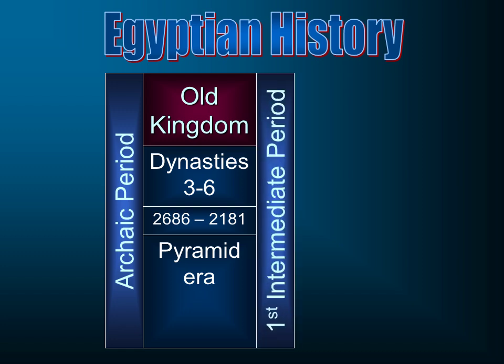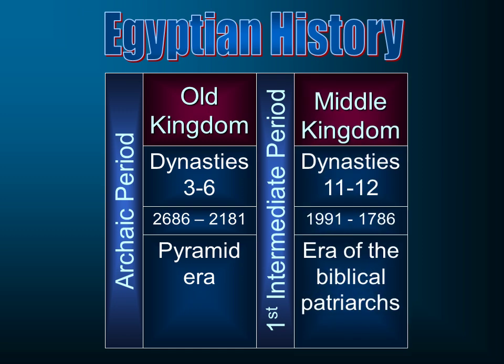But then there's an intermediate period where everything falls apart. Egypt as a unified country actually just fell apart. It disintegrated. But that's okay, because now we're going to come back. We're going to resuscitate. We're going to resurrect the kingdom of Egypt. And this is going to be the Middle Kingdom, especially dynasties 11 and 12. And this is going to be the era where we'll see the biblical patriarchs.